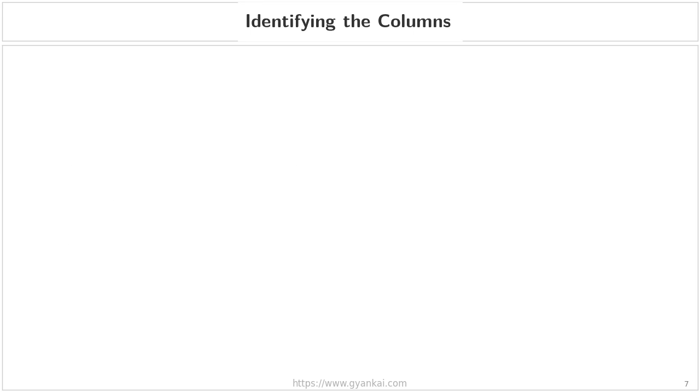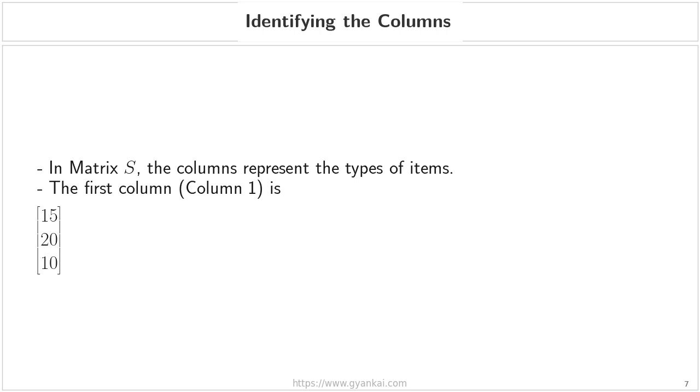Identifying the columns. Now, let us move from the horizontal view to the vertical view. In matrix S, the columns represent the different types of items we are tracking in our stationary shop. If you look at the first column, which we call column 1, you will see the elements 15, 20, and 10 arranged vertically. These values correspond to the number of notebooks across the 3 shelves.